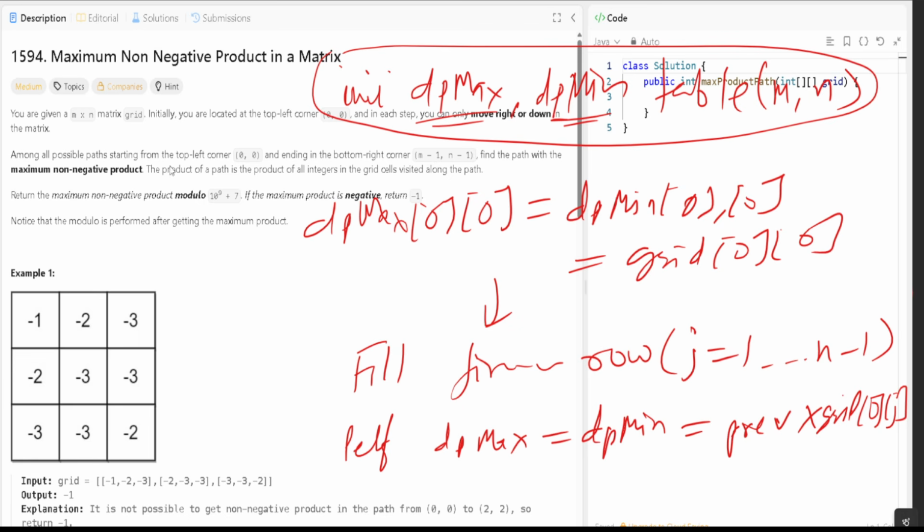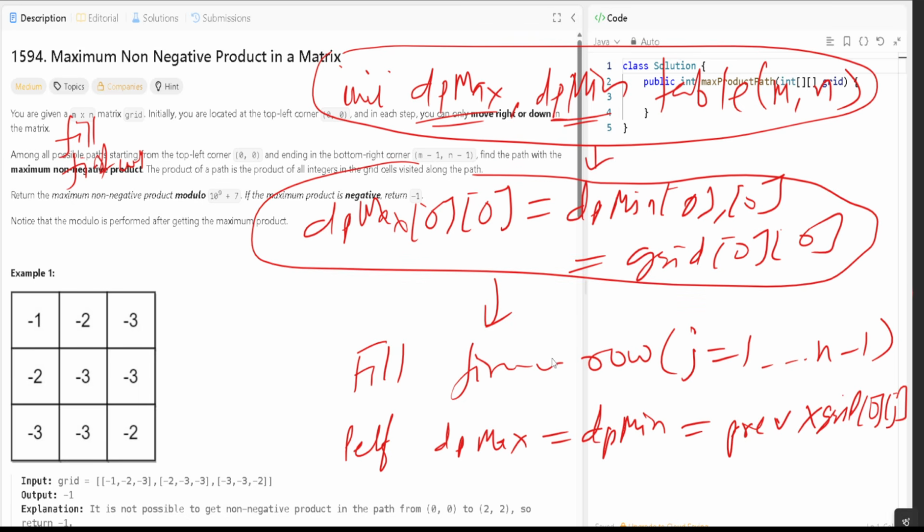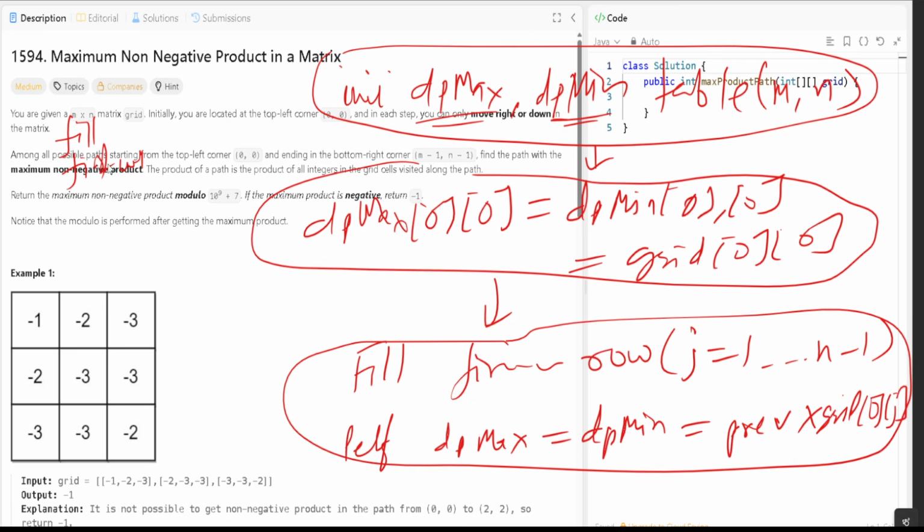Similarly, next you will fill the first column. Very first you fill this one. Once this is done, you will fill the first row, then you will fill the first column.